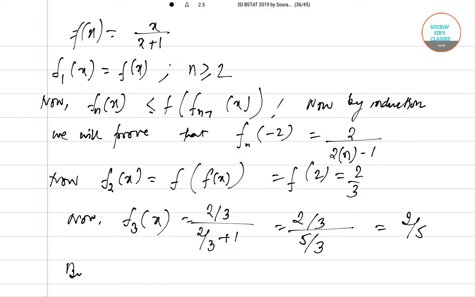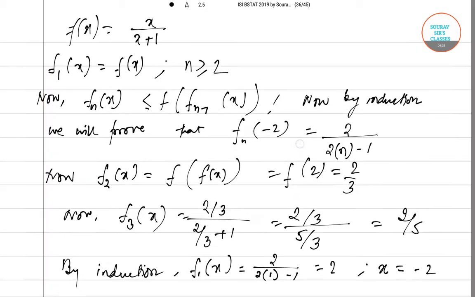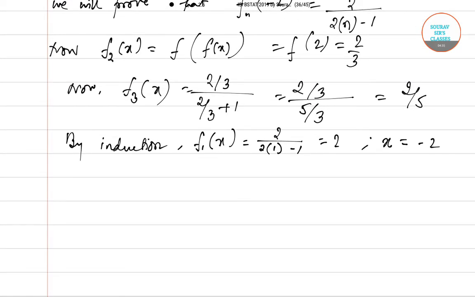So by induction, f1(x) is equal to 2 by 2 into 1 minus 1, that is equal to 2, at x equal to minus 2. Now let fn minus 1 of x be equal to 2 by 2 of n minus 1 minus 1. This is given. Let this be the assumption.